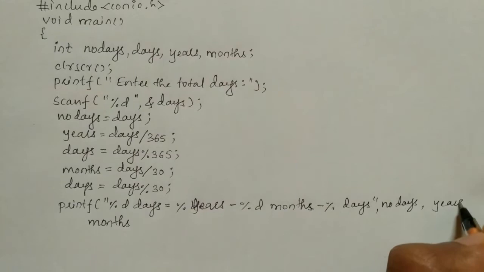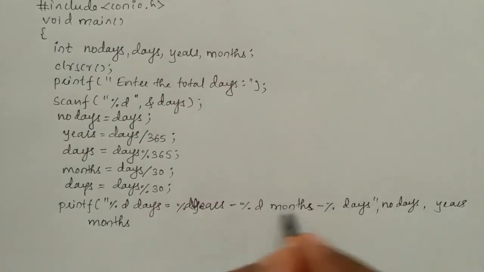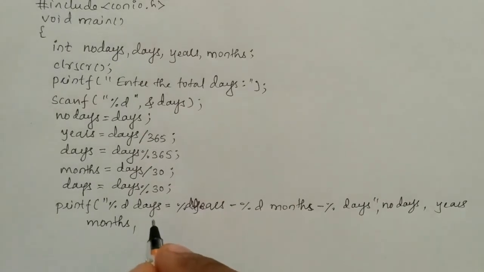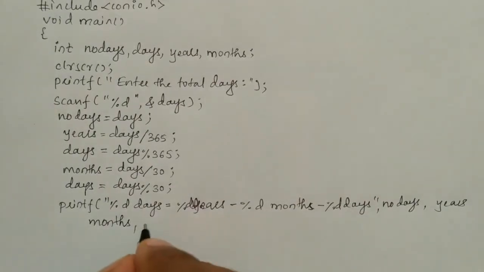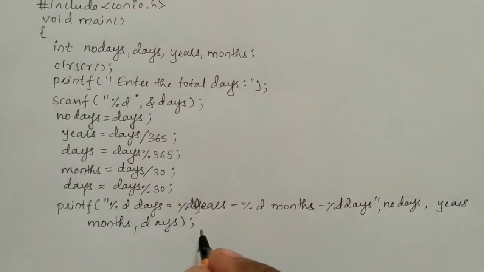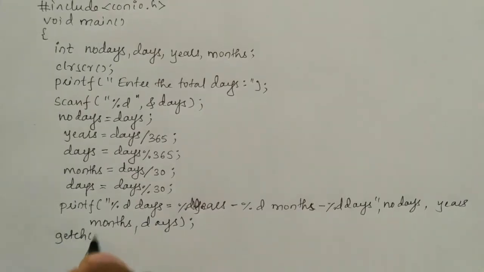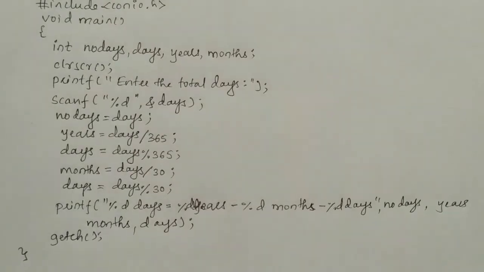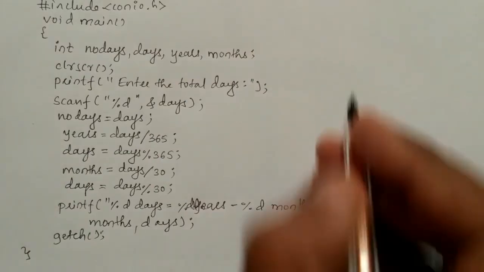To write years, because this percentage D refers to years, this percentage D refers to months, and this percentage D refers to days. So here I'm going to write days and put a semicolon. Here I'll write the getch function and close the bracket. Now let us take an example so that we can understand how exactly this program works.